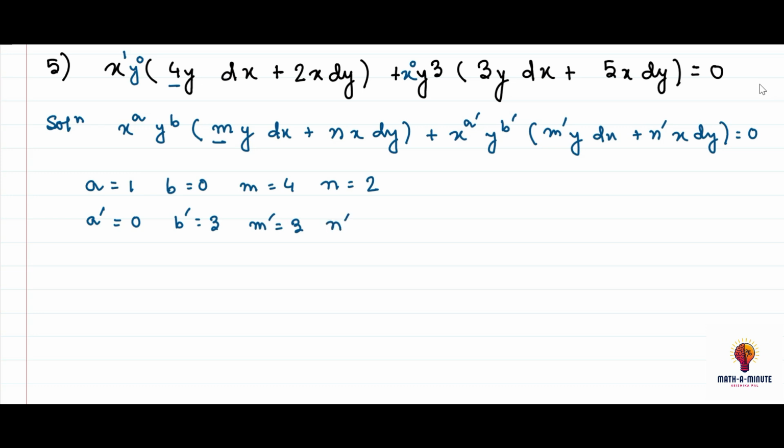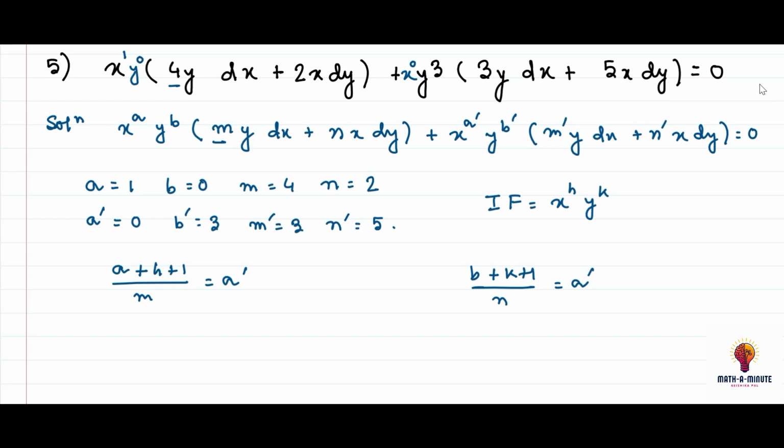Okay, now for this type of differential equation, we know that the integrating factor will be x to the power h and y to the power k. You just have to find the values of h and k with these equations. The first equation is (a + h + 1)/m = a', and the other equation is (b + k + 1)/n = a'.